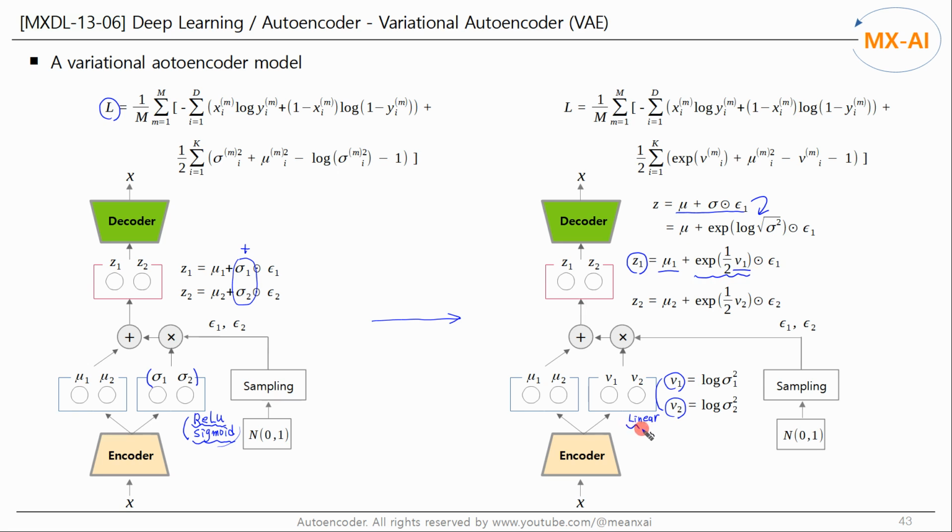If we set the activation function of this layer to linear, the range of v1 and v2 will be from -infinity to +infinity. And the standard deviation is always positive. This is the same model as the left one, but it is more stable because it does not place any constraints on the output of this layer. The loss function changes as follows. Sigma squared can be written as exponential v, and log sigma squared can be written as v. We will use this model to implement a variational autoencoder.